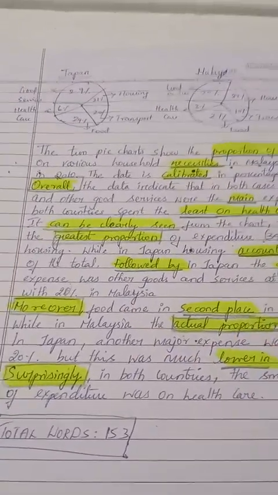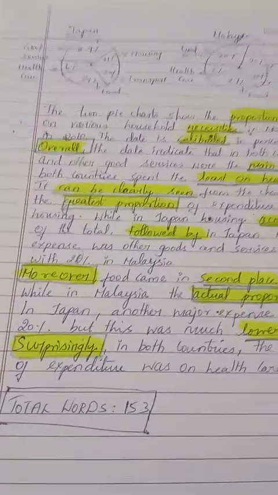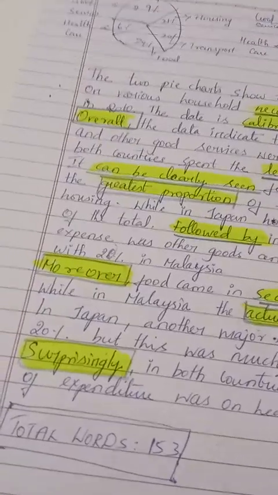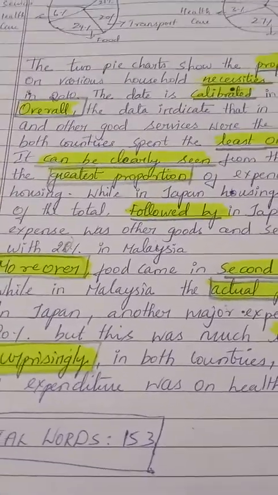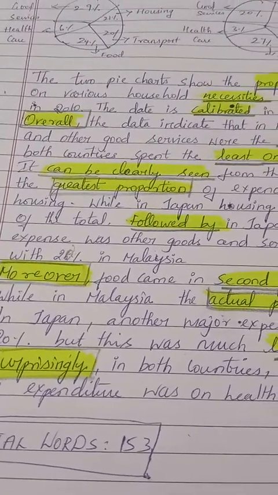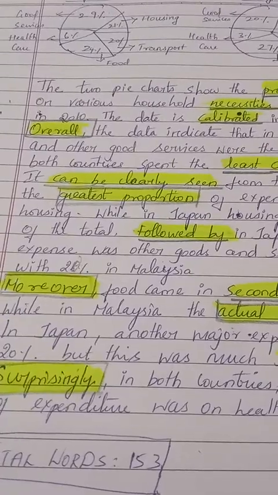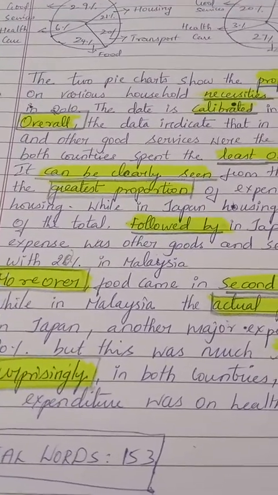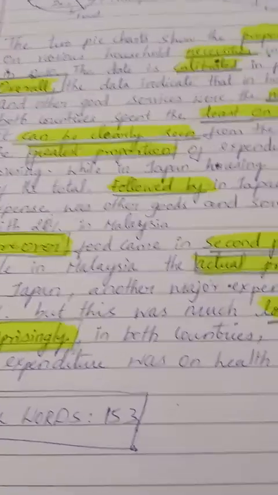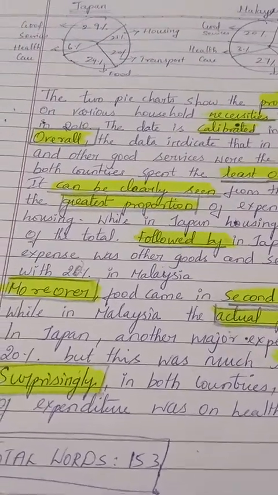So this is the sample pattern. You can follow this method. The main formula is we have to start with the introduction, followed by the overall statement and two body paragraphs. Keywords are very important. Grammar mistakes should not be there. And timing, time management is important, and words should not be fewer than 150 or greater than 180. This is the pattern. Thank you.